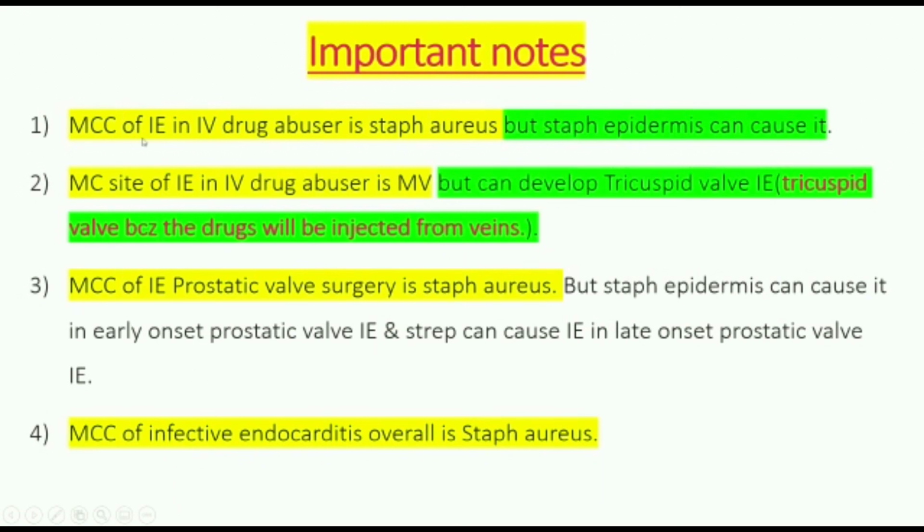So these are some important notes. The most common cause of infective endocarditis in IV drug abusers is Staph aureus. However, it can be caused by Staph epidermidis. The most common site for infective endocarditis in IV drug abusers is the mitral valve. However, IV drug abusers can have infective endocarditis in the tricuspid valve. And the most common cause of infective endocarditis in prosthetic valve surgery is also Staph aureus. So in summary, the most common cause of infective endocarditis overall is Staph aureus.